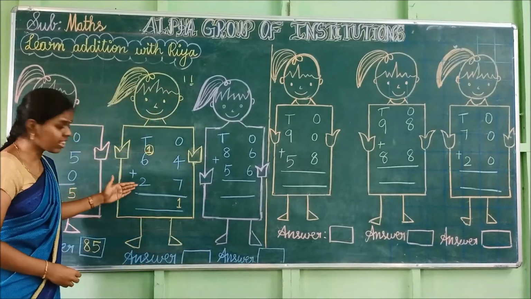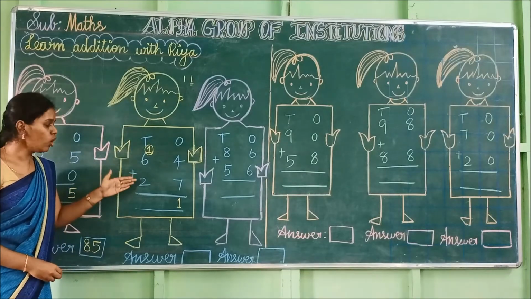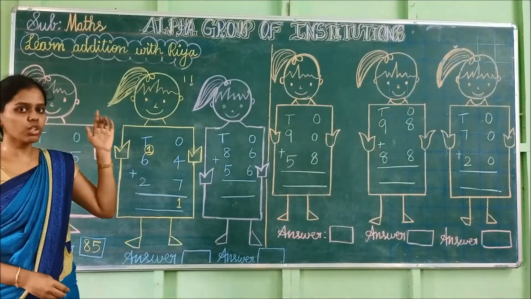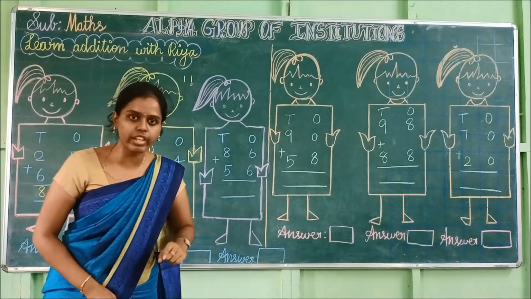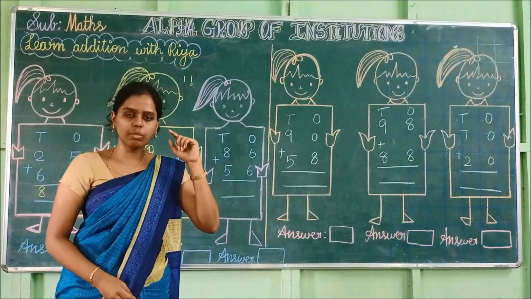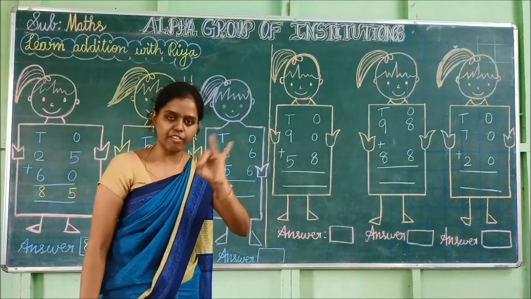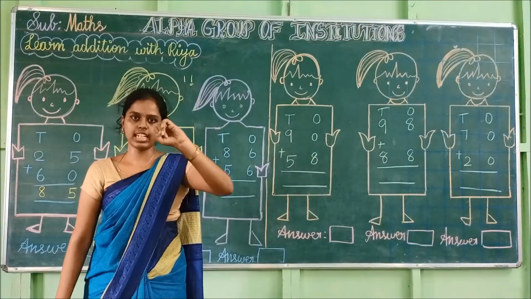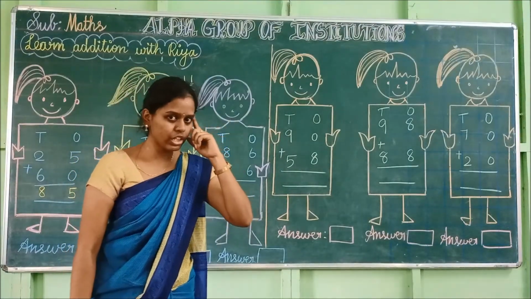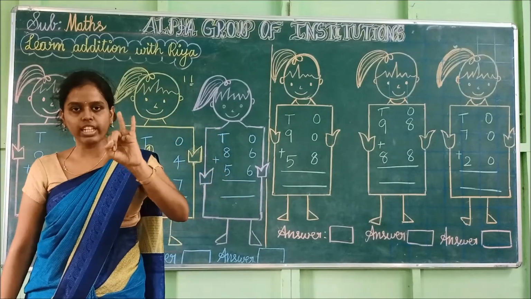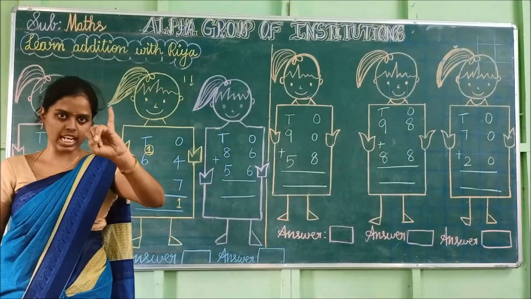There is also another number called 2. So, keep your answer 7 in your mind. Keep 7 in the mind and take 2 in your fingers. After 7, 8, 9. Okay?